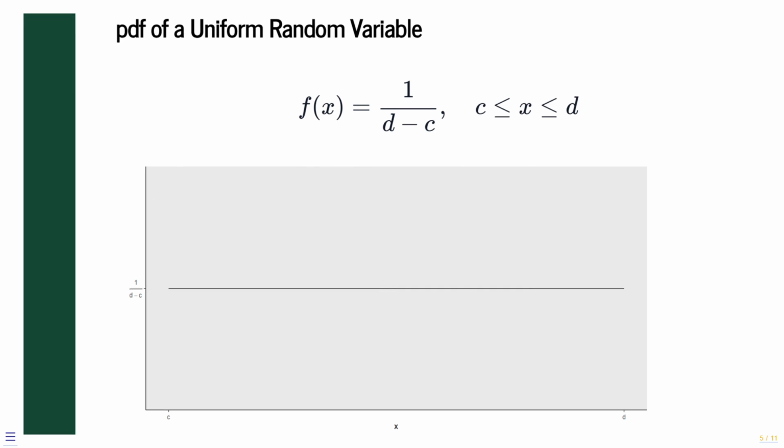This leads directly to the formula for the uniform probability density function. For values between c and d, the density is constant at 1 over (d minus c). Outside this interval, the density is 0. This simple form is what makes the uniform distribution mathematically convenient and easy to interpret.